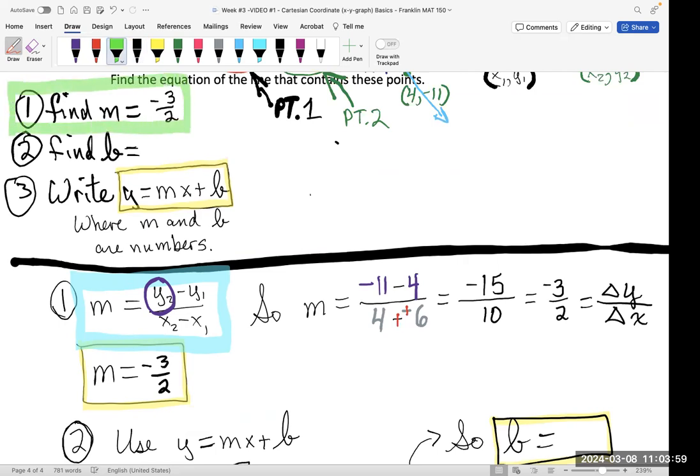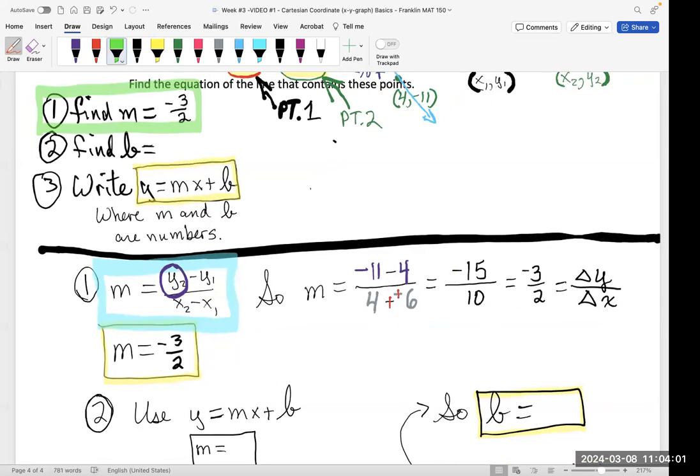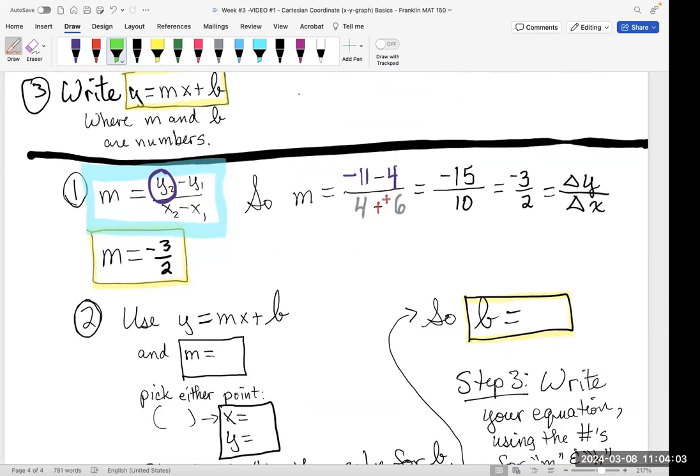Step 2, find my b, find my y-intercept. We're given the equation y equals mx plus b. Actually, we're expected to have memorized the equation y equals mx plus b. So please make sure you memorize the slope-intercept form. It's called slope-intercept because m is your slope and b is your y-intercept.